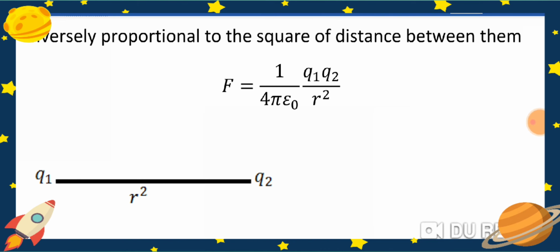Now, what about the values? 1 upon 4 pi epsilon naught is a constant. It is called the electric constant. This electric constant has always a fixed value. Epsilon naught is expressed in air or vacuum. Its fixed value in air and vacuum is 9 into 10 to the power 9. So, F equals 1 upon 4 pi epsilon naught Q1 Q2 upon R square can be written as F equals 9 into 10 power 9 Q1 Q2 upon R square.